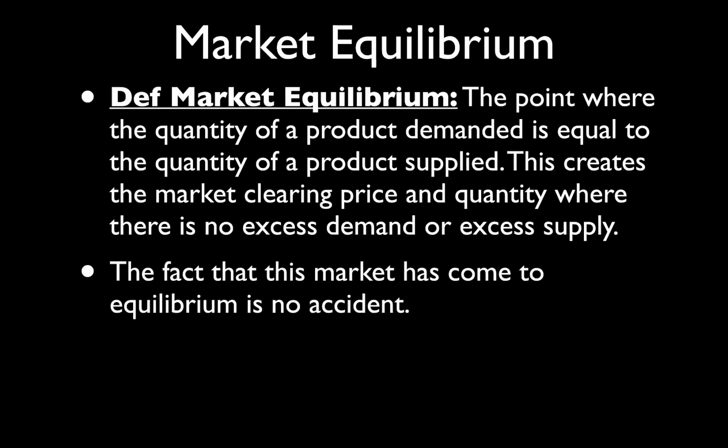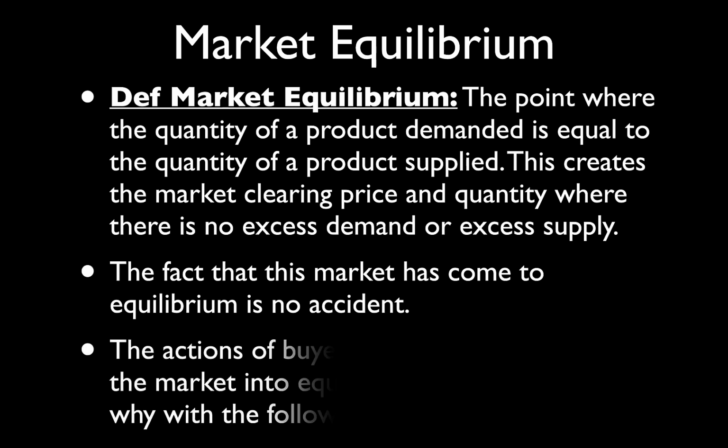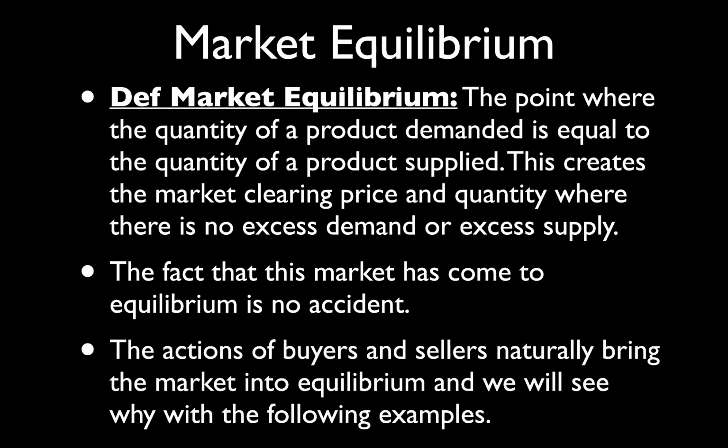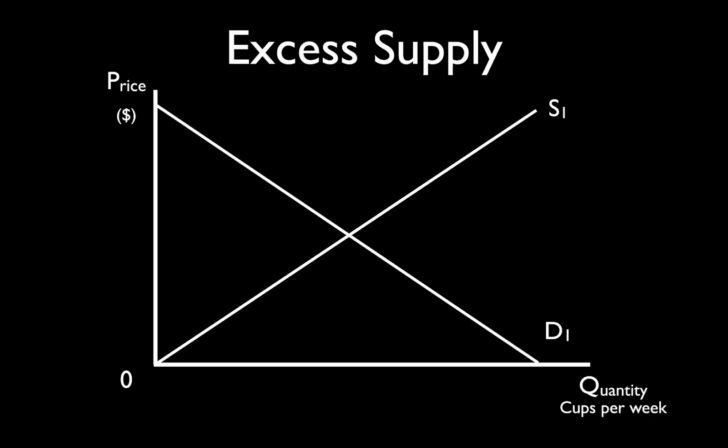Okay, now this is really important. The fact that the market has come to equilibrium is no accident. Why? Well, the actions of buyers and sellers naturally bring the market into equilibrium, and we'll see why with the following example. Now, what we're going to look at is this term of excess supply. Now, yes, I have said P high here. What I mean is, excess supply occurs when the market price is greater than the equilibrium price.